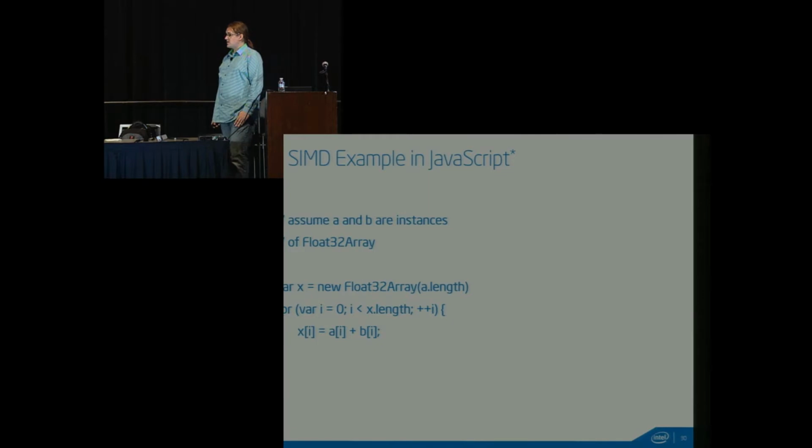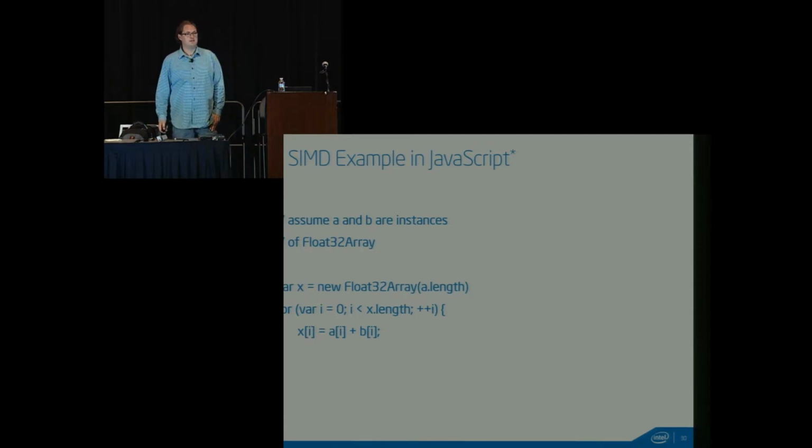Here's a very simple piece of JavaScript code. Let's assume we have two arrays, A and B, and they're both Float32. What I'm doing here is I just have a loop that iterates over the entire length of the array and adds up the elements from both arrays and writes them into a result array, X, which is also a Float32. Right? So this is very straightforward, adding elements of two arrays.